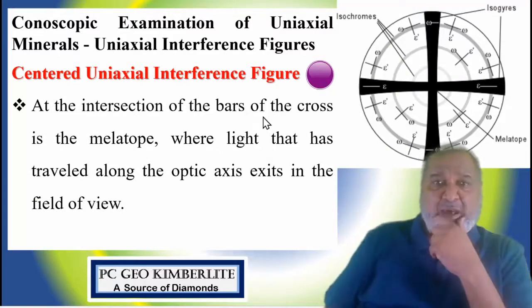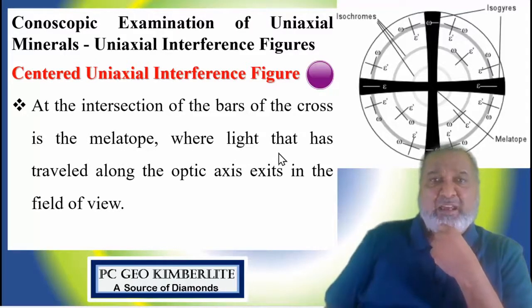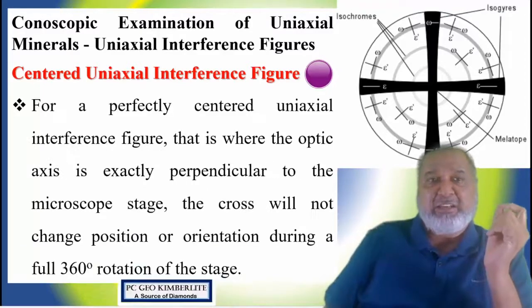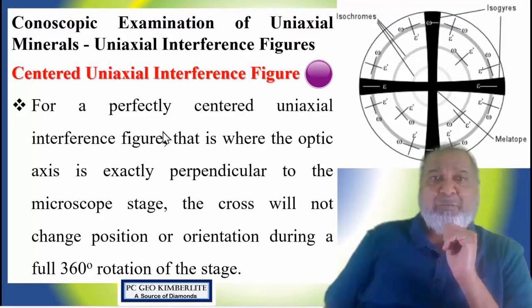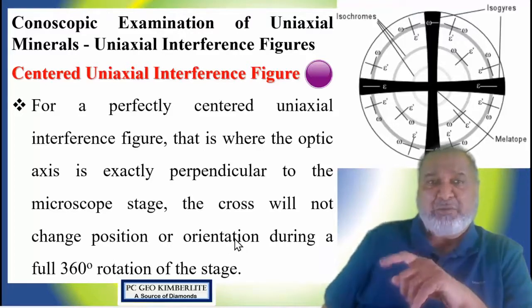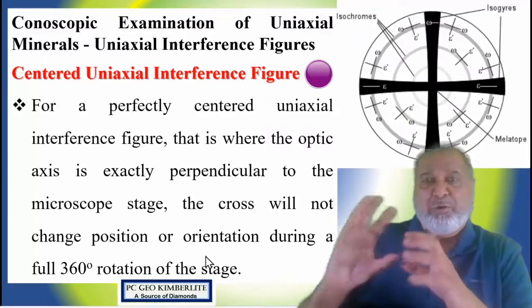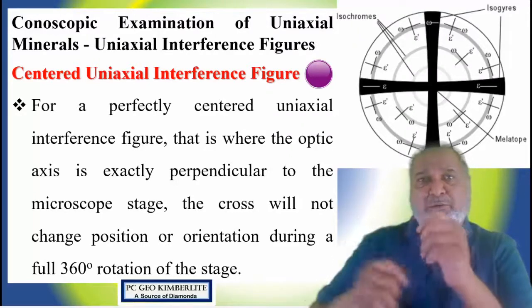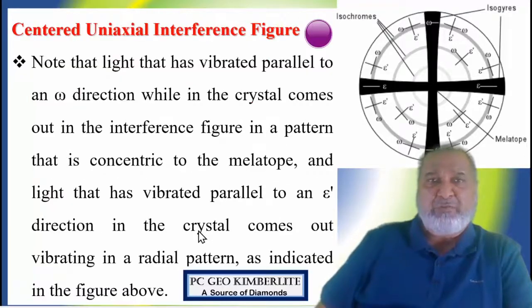At the intersection of the bars of the cross is the melatope, where the light that has traveled along the optic axis exits in the field of view. For a perfectly centered uniaxial interference figure, that is, where the optic axis is exactly perpendicular to the microscope stage, the cross will not change its position or orientation during a 360 degree rotation. When you rotate the rotating stage, the figure will not shift because it is the perfect one.